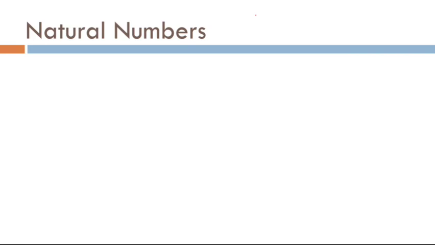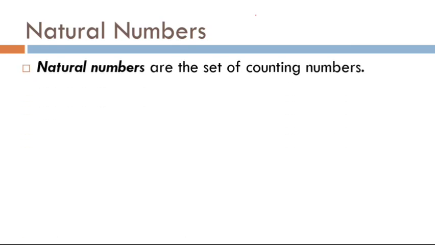Let's learn. So in that, the first set is natural numbers. What are natural numbers? Natural numbers are the set of counting numbers. What are those counting numbers? 1, 2, 3 and so on. All the positive numbers we are using for counting purposes.